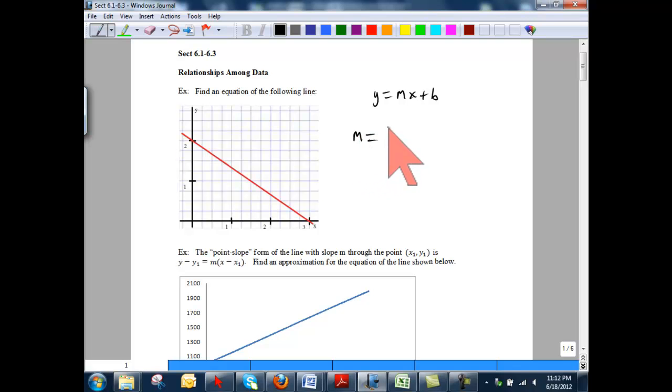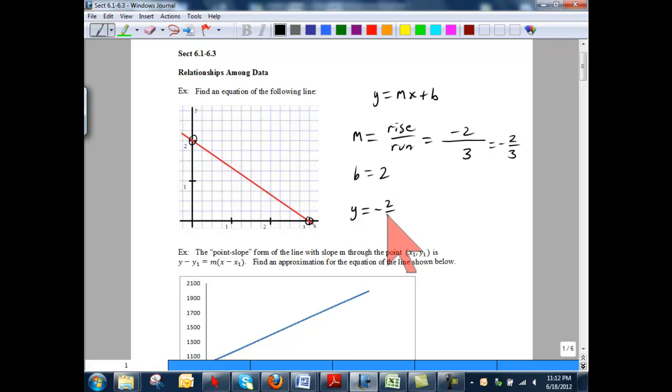M, the slope, remember, is rise over run. Looking at the picture, if I think about going between this point and this point, the rise is actually negative. In fact, I have a fall of 2 units, and the run is positive 3 units. So the slope is negative 2/3. The y-intercept is 2, and so the equation of this line is y equals negative 2/3 x plus 2.